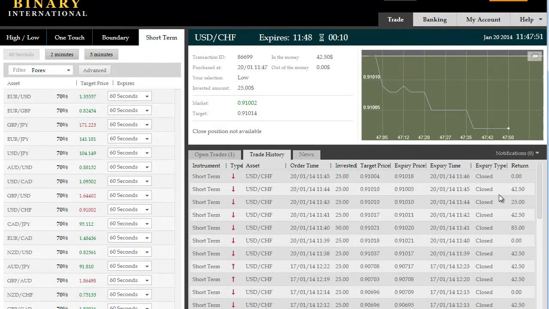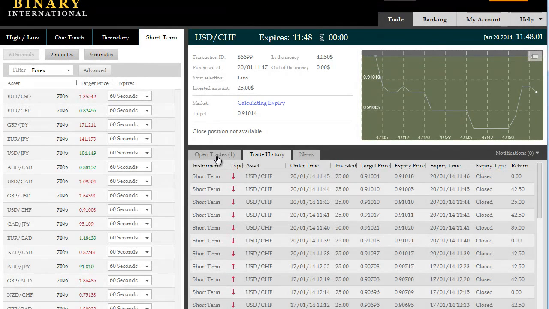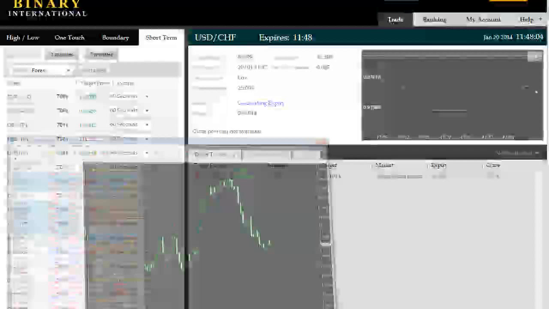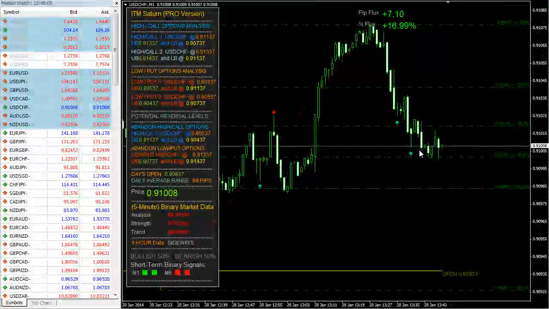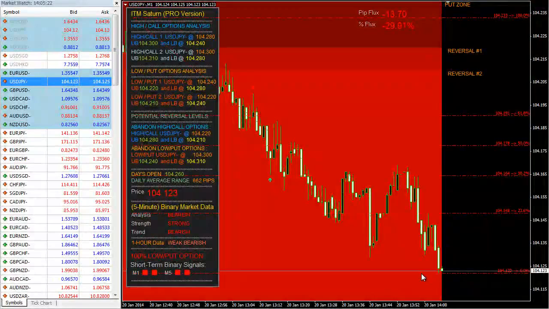Just going over to the trade history, you can see the results so far. Starting at 11:38, we have 42.50, 0, 85, 42.50, 25, 42.50, one that's just closed at 0, a $25 investment, and one that's just closed 42.50 on the last $25 investment. So that's 8 trades, 6 winners, 1 loss, and 1 hedged winner. So we are very nicely positive on this particular trade.